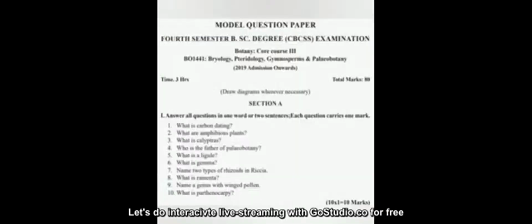One word or two sentences. Each question carries 1 mark. 1. What is carbon dating? 2. What are amphibious plants? 3. What is calyptrus? 4. Who is the father of paleobotany?